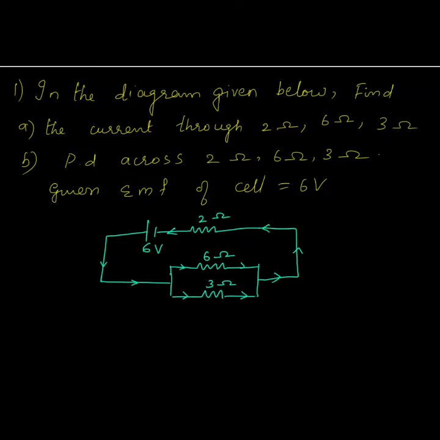We will solve certain circuits and will do certain numericals related to simple electrical circuit. So the first question is given. In the given diagram, you have to find out the current passing through 2 ohm resistor, 6 ohm resistor and 3 ohm resistor. Also you need to find the potential difference or voltage across 2 ohm resistor, 6 ohm resistor and 3 ohm resistor. In the circuit, the given cell is having an EMF of 6 volt. Now let us see how to do this particular problem.